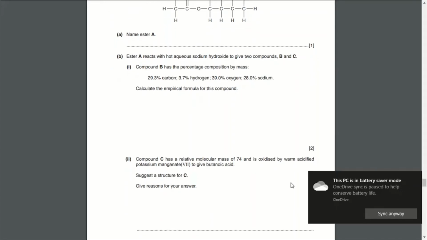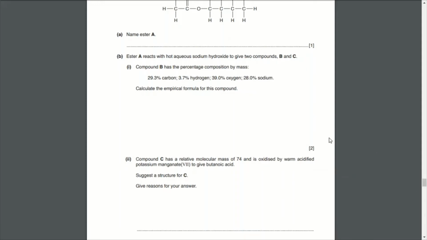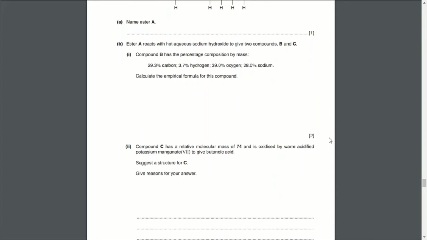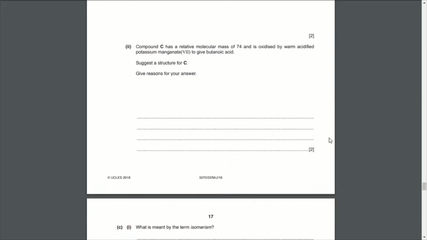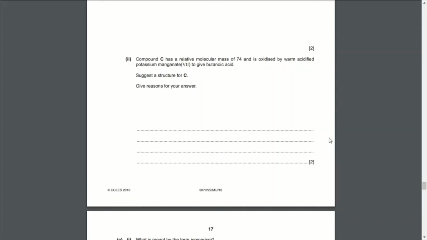Now moving on to part 2. Compound C has a relative molecular mass of 74 and is oxidized by warm acidified potassium manganate(VII) to give butanoic acid. Suggest a structure for C, and give reasons for your answer. This is a very simple question, and it's also of 2 marks. It will have around 4 carbons.